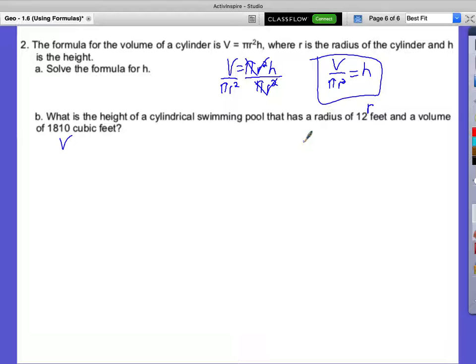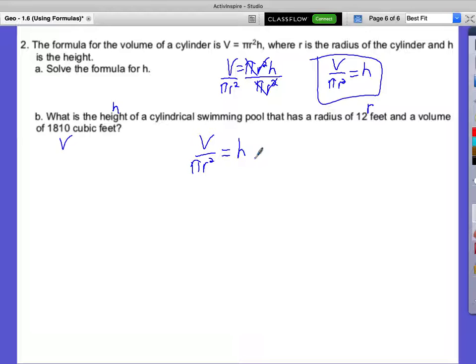And what are we trying to find? The height, which is the letter h. Pi is a number. Remember, it's like 3.14159, and it just keeps going forever. So we just call it pi. It's not a variable, though. It doesn't change. Do we already have an equation set up to solve for h? Volume over pi r squared is equal to h, and now we can plug these things in.